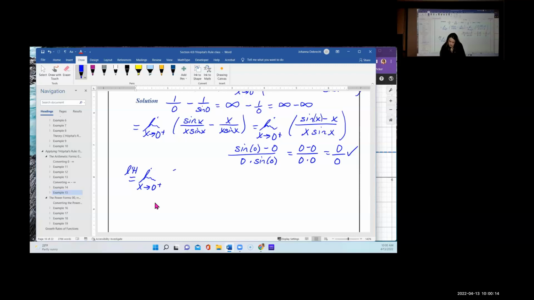So derivative of sine is cosine. Derivative of x is 1. In the denominator, I have to apply the product rule. Now, I've graded your exams, and I noticed that several of you are messing up the product rule. So we need to review the product rule coming out of section 3.3.